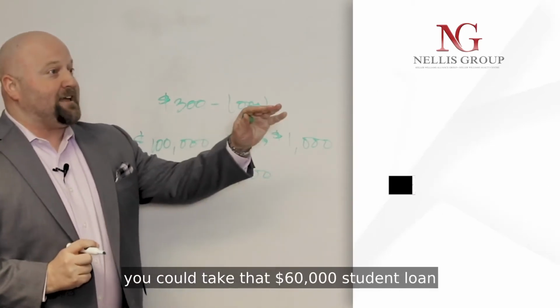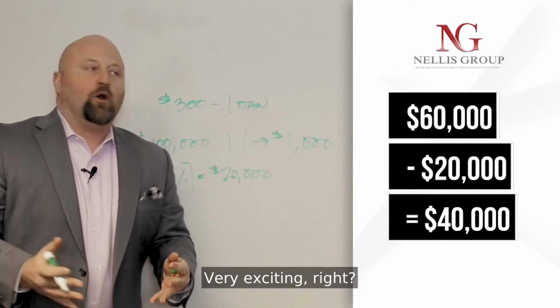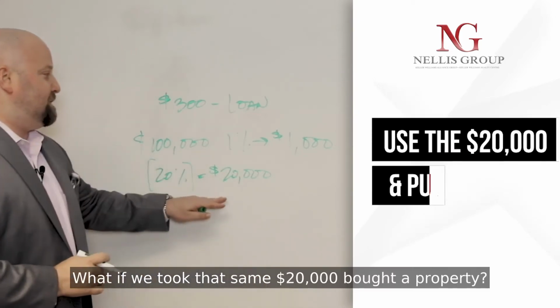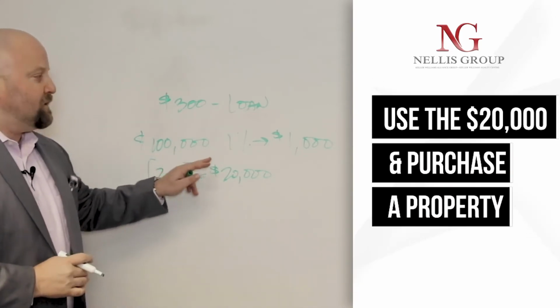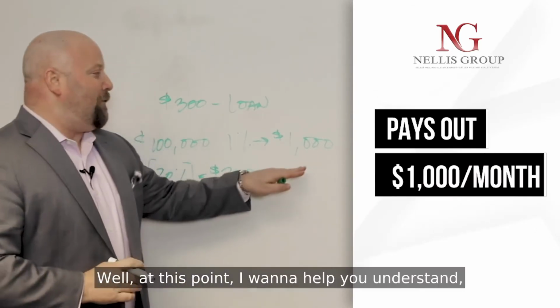You could take that $60,000 student loan and take it down to 40. Very exciting, right? But you have nothing to show for it now. What if we took that same $20,000, bought a property? We're now making $1,000 a month. Well, at this point, I want to help you understand.